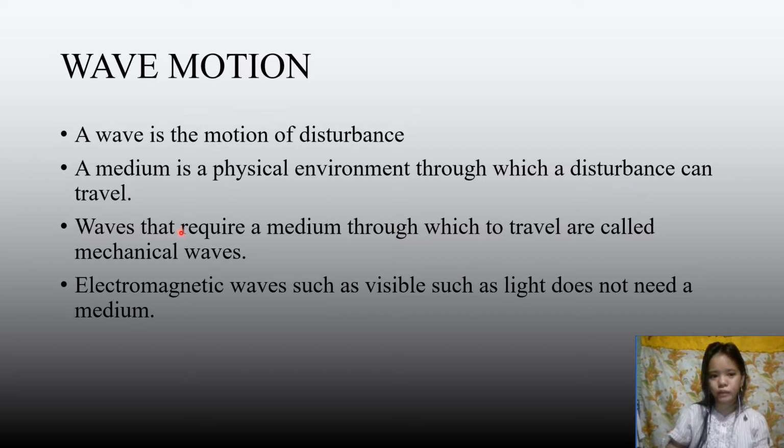So next, waves that require a medium through which to travel are called mechanical waves. Examples of mechanical waves are water waves and sound waves. And last, electromagnetic waves, such as visible light, do not need any medium.